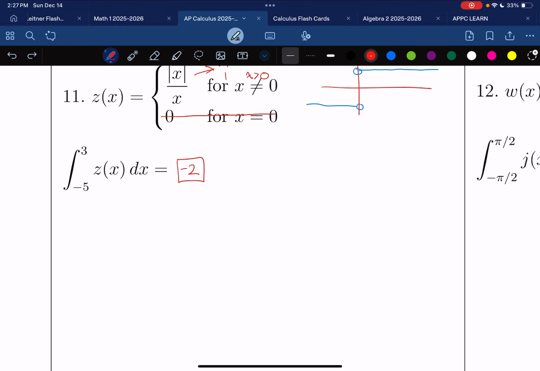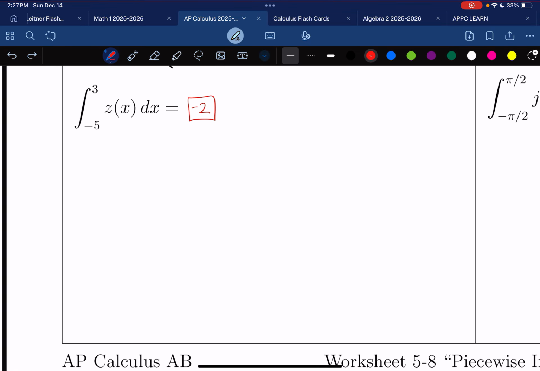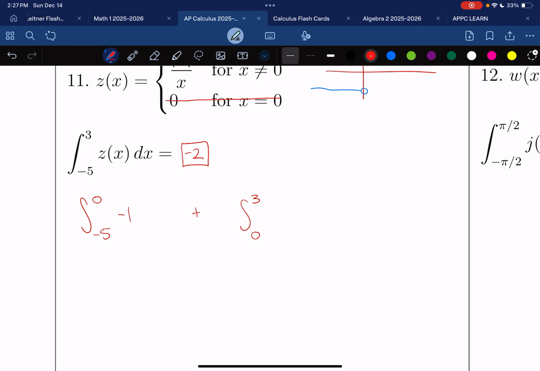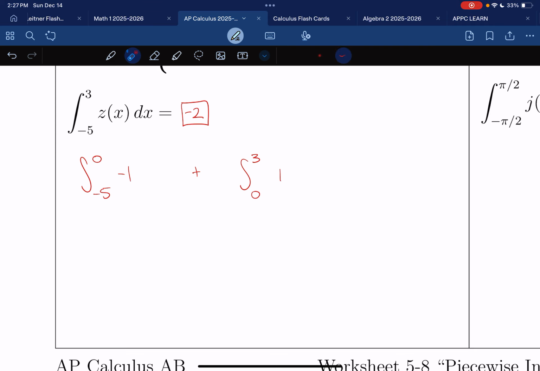You can say this is really the integral from -5 to 0 plus the integral from 0 to +3. And you can say, on the left piece, I know I'm going to have -1. On the right piece, I know I'm going to have a +1. And then from there, you can do the antiderivative using the shortcut, right? The shortcut says you subtract the bounds. 0 minus a -5 is a +5.